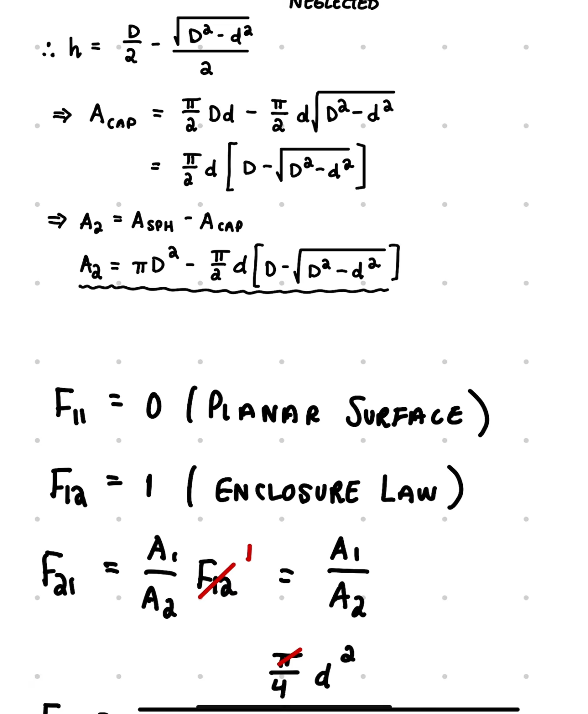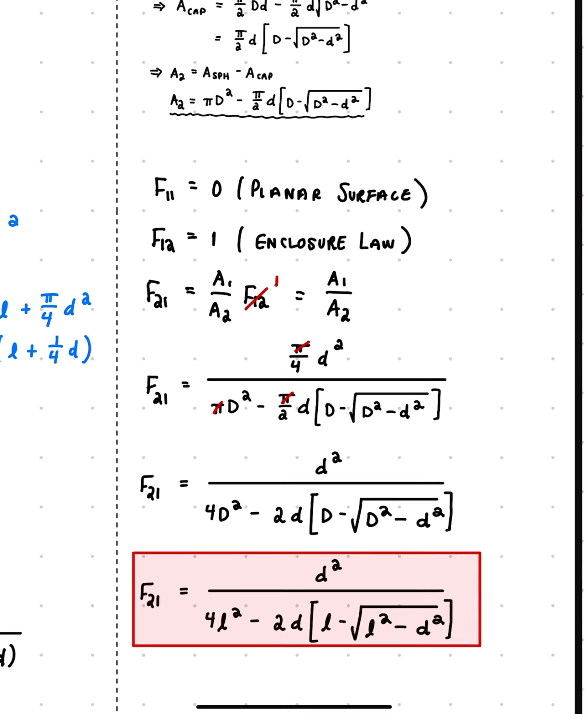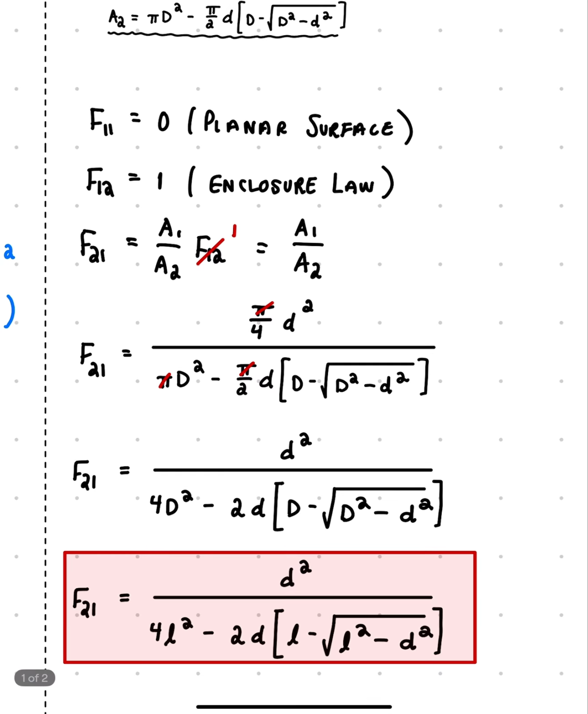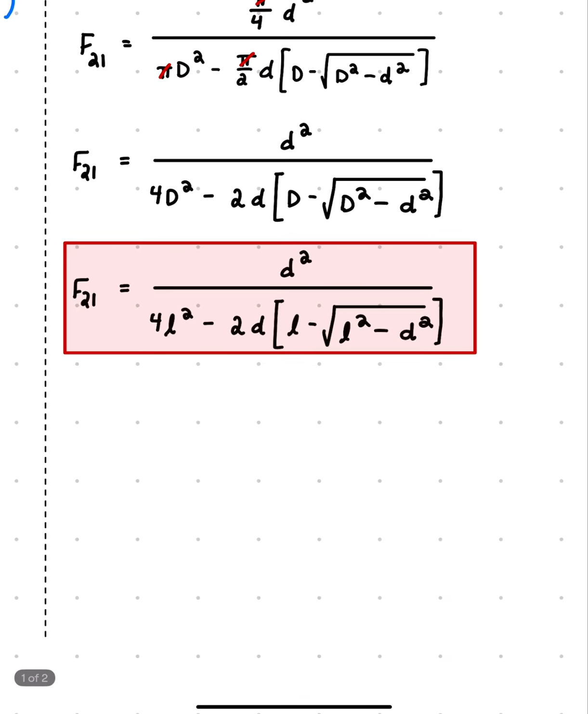And the area of our partial sphere is going to be the total surface area of a sphere minus that cap surface area. And so that turns into this relationship. And the view factors of this one is the exact same as the past two. So our view factor from surface 2 to 1 is going to turn into the ratio of area 1 over area 2, which gets us a final view factor of d squared over 4L squared minus 2d, quantity L minus square root L squared minus D squared, where this L is the same exact as D.